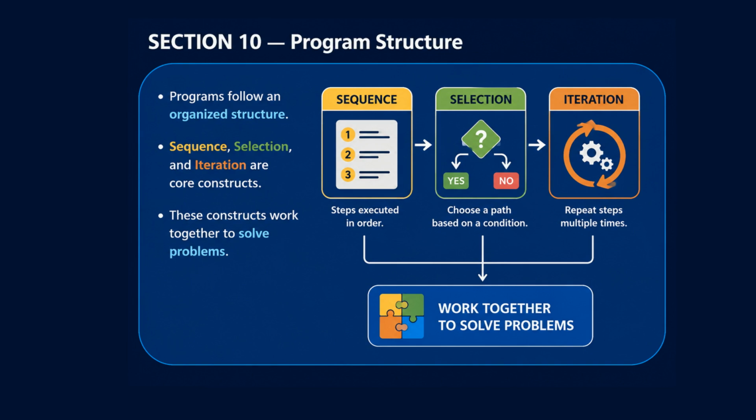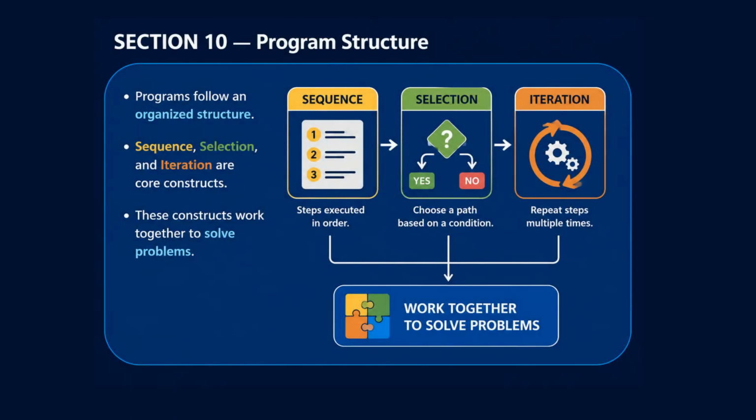These three constructs work together in almost every computer program we use today. For example, a program may first take input from the user, then process data in sequence, make decisions using selection, and repeat tasks using loops. When combined together, they create complete and efficient program structures that solve real-world problems and algorithm design. In the next slides, we will explore each construct in detail with examples and diagrams.